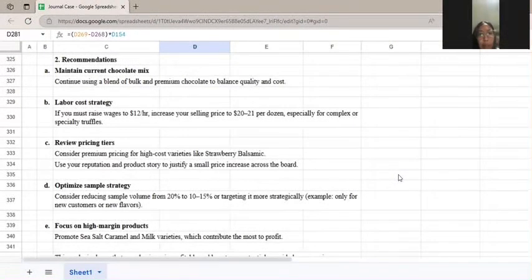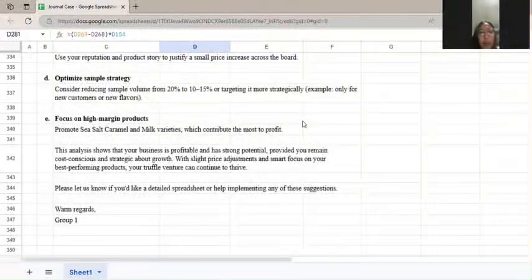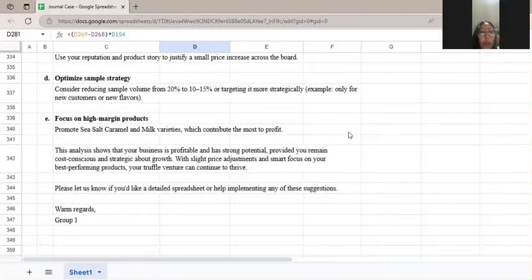Number E is focus on high margin products. So promote sea salt caramel and make varieties which contribute the most to profit. So this analysis shows that your business is profitable and has strong potential, provided you remain cost-conscious and strategic about growth. With slight price adjustments and a smart focus on your best-performing products, your truffle venture can continue to thrive. So that's all about requirement 8.